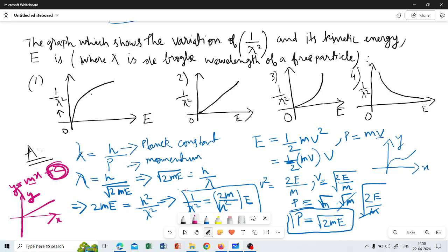So now if I compare, y is 1 by lambda square, which is equal to some constant into energy. So this is in the form of y is equal to slope into x. This shows that this expression is a straight line passing through the origin. So option number 2 is the right answer. This question is a little tricky. You have to know a few concepts, and also how to rearrange the expressions, and then how to find which are the constants. The mass and h square are constants, while energy and 1 by lambda square are variables here. So we get the option.